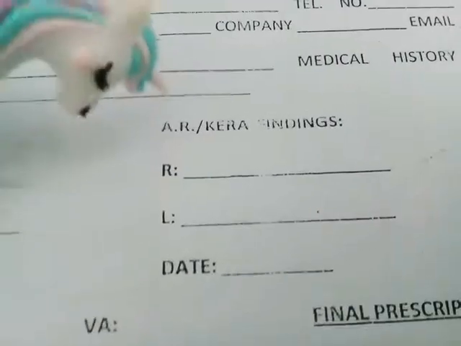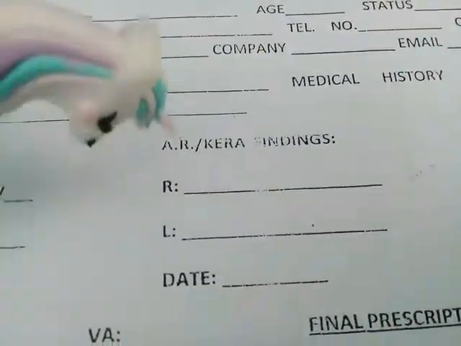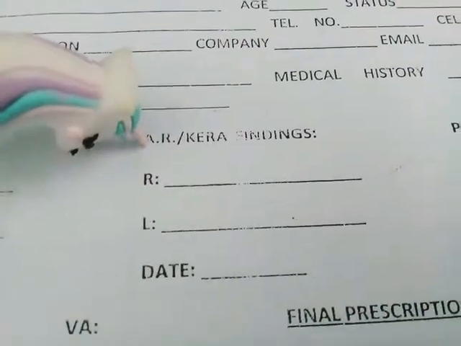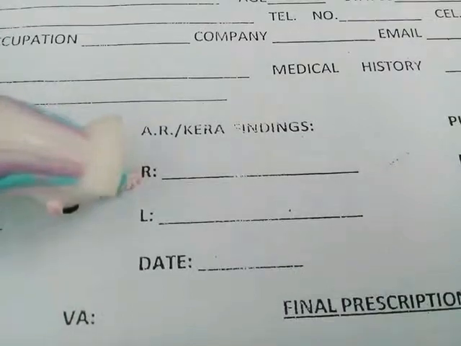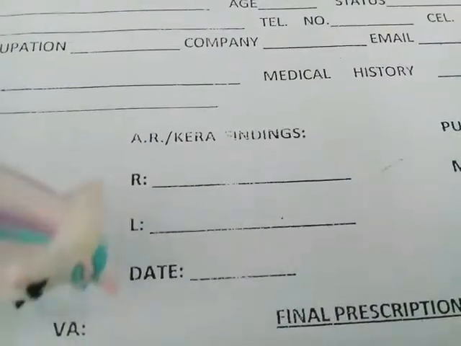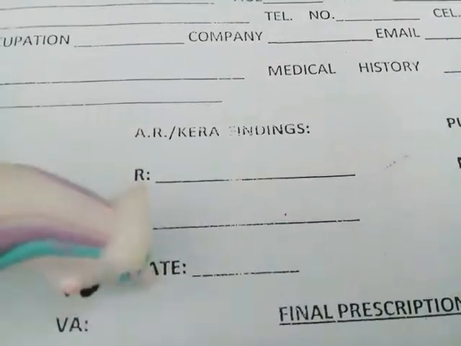Then we also have this AR/Kera findings, shortcut for autorefractometer or Kera findings. R is for the right eye and L is for the left eye, and the date when you took it for the patient.